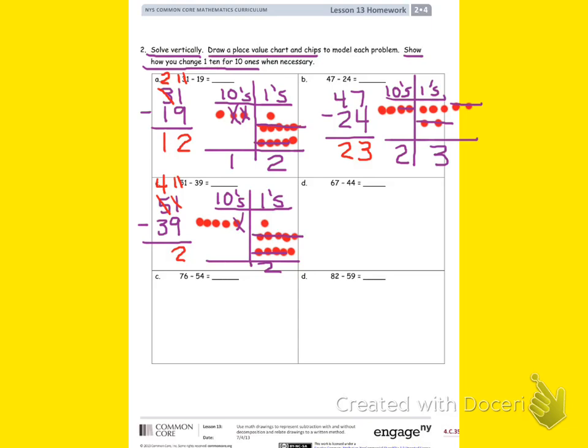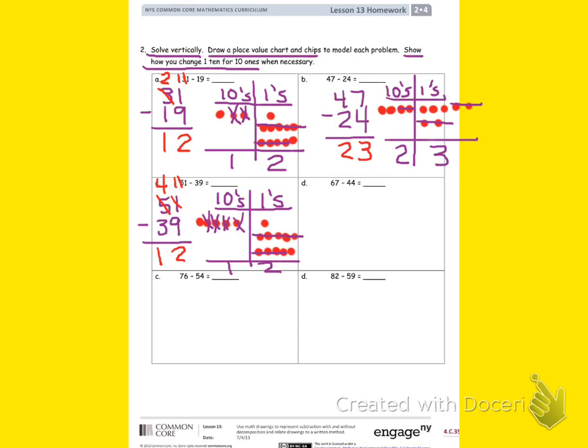Looking at the vertical equation, I see that it says 4 tens minus 3 tens. Is that possible? Yes. So now I will cross out 3 tens. 1, 2, 3. That leaves me with one group of 10 left. Looking at the vertical equation, 4 tens minus 3 tens, I write 1 ten. So the answer to 51 minus 39 is 12.